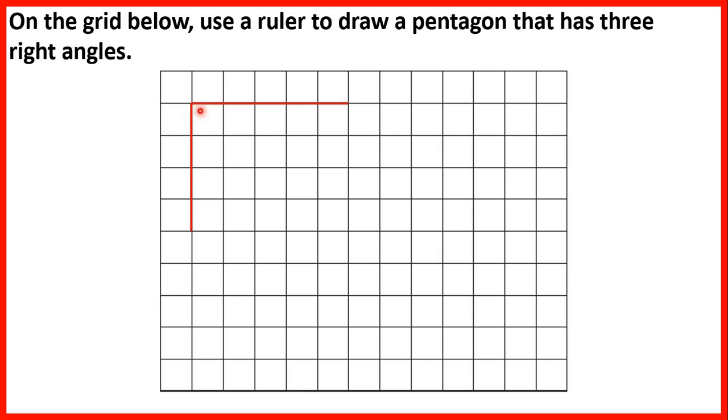So there's one right angle, there's another right angle, we need 3 right angles, so we need one more right angle, so that's 1, 2, 3, 4 sides, and then if we connect these points, we have a 5-sided shape, so we have a pentagon, and we have 3 right angles, one here, and one here. This angle here is a reflex angle, and this angle here is an acute angle.